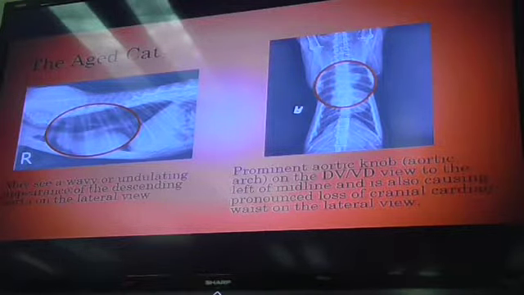All right, so it just becomes, for the lack of a better way of saying it, flaccid. And so it doesn't really hold its good position like it's been holding for all the years prior. So that may be something that you see and you want to make sure that it's not abnormal. It just may be an incidental finding in the age change. Okay, so the aged cat.